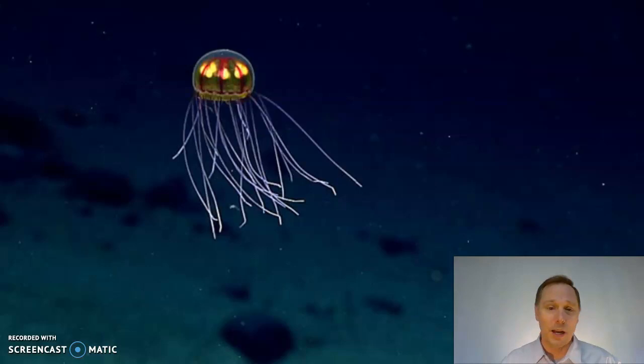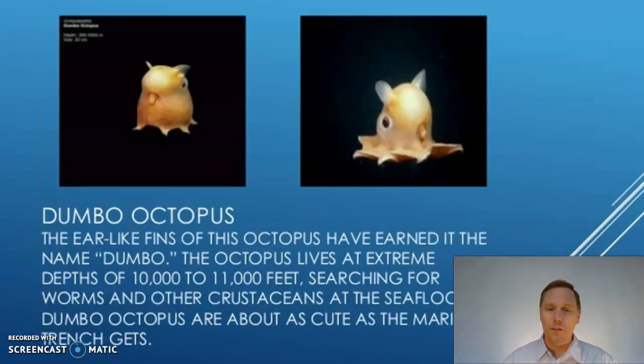And when you're down there, you'll see some strange looking fish. What is going on with these guys? You'll see some, I don't even know what that is. And what else we got here? Goblin sharks and Dumbo octopus.